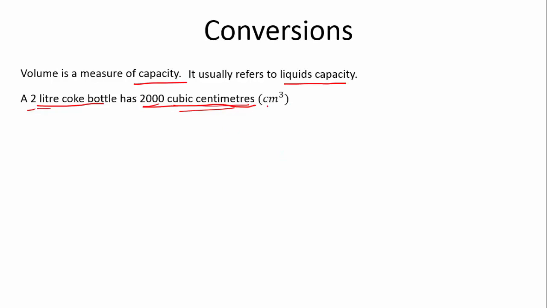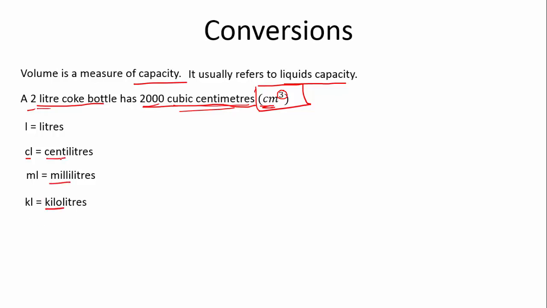A cubic centimeter is a centimeter to the power of 3. Remember, 3 is a cube, and that's where we get our cubic centimeters. So you need to know that that means cubic centimeters. L is a liter. CL is centiliters. ML is milliliters. KL is kiloliters. You might recognize the kilo, the milli, the centi. Cubic centimeters, we're going to have cm cubed.